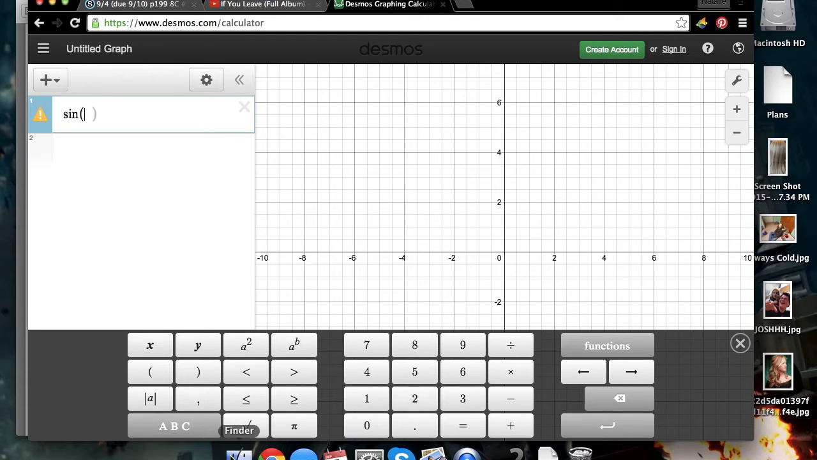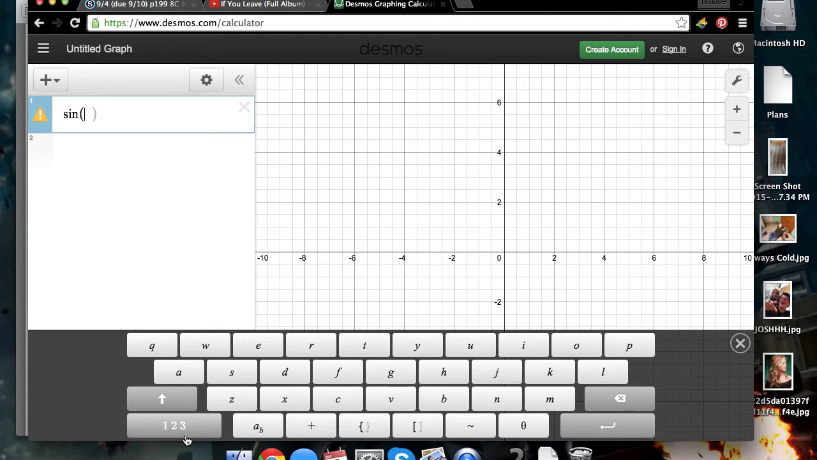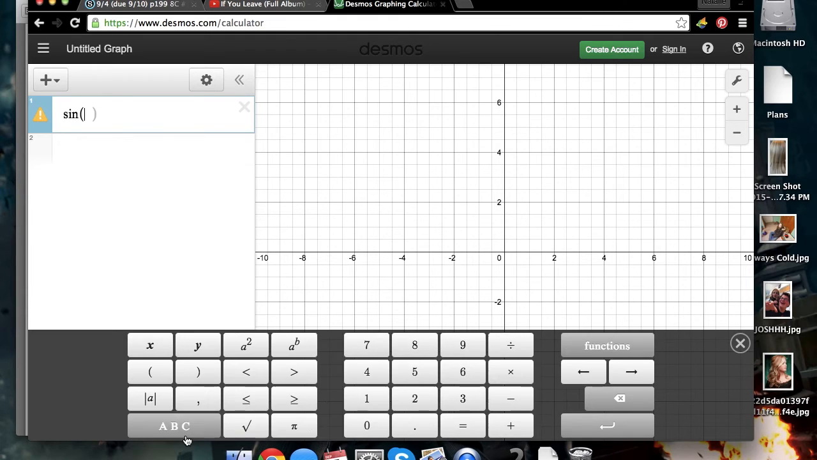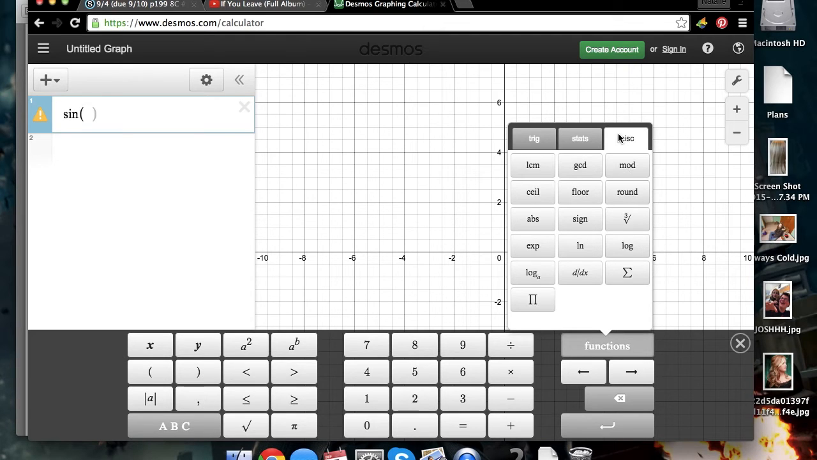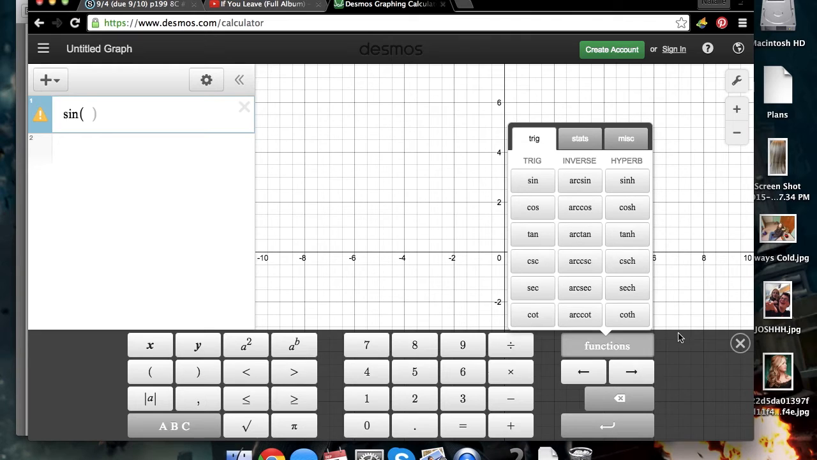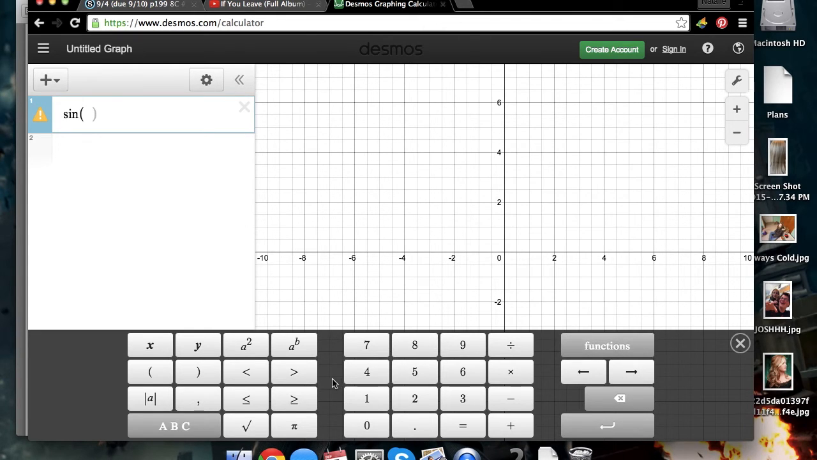Oh, where's pi? Help. Oh, for the love of God, where's pi over 3? Oh, so here's pi, I found it. So you do pi over 3, and you get that number there.